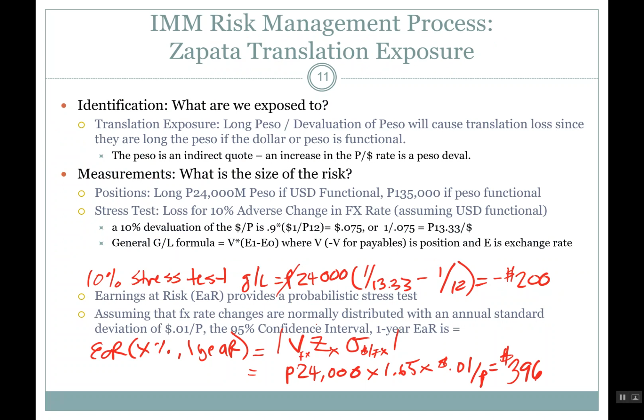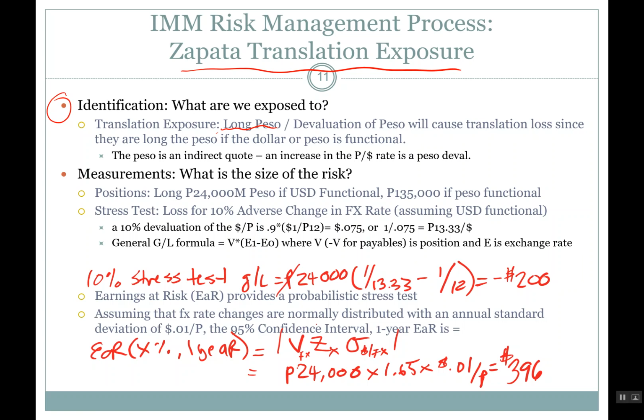So let's talk about Zapata's translation exposure. What are they exposed to? Well, no matter what method, if we use the temporal method or the current rate method, they are long the peso. So they are exposed to a devaluation of the peso. That's their exposure. All right. So first determine, what are you exposed to? I'm exposed to a devaluation of the peso, right? The exchange rate going from 12 to something above 12 because of the indirect exchange rate. Going up means it's devaluing.